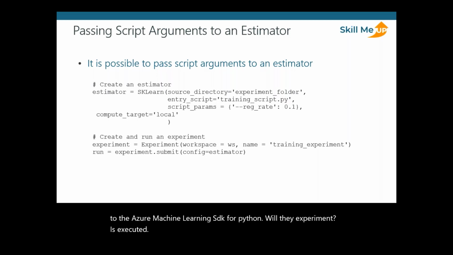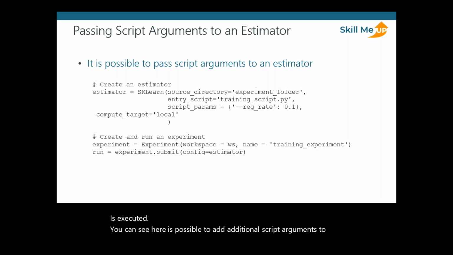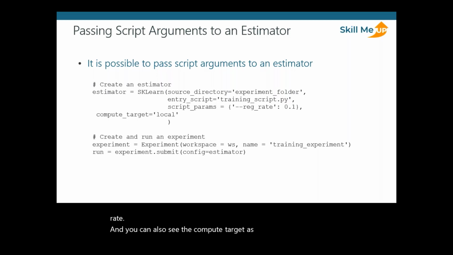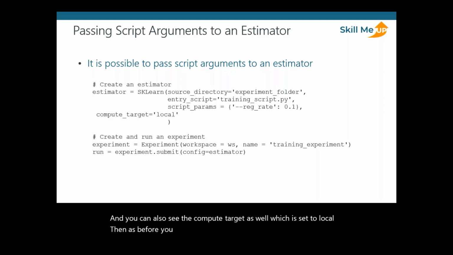You can see here it's possible to add additional script arguments to an estimator. So now we are looking at the Scikit Learn estimator again. In the third and fourth line of code, identify additional script parameters that have been set up. In this example, you can see the regularization rate, and you can also see the compute target, which is set to local. Then, as before, we can create and run the experiment by calling the estimator variable.